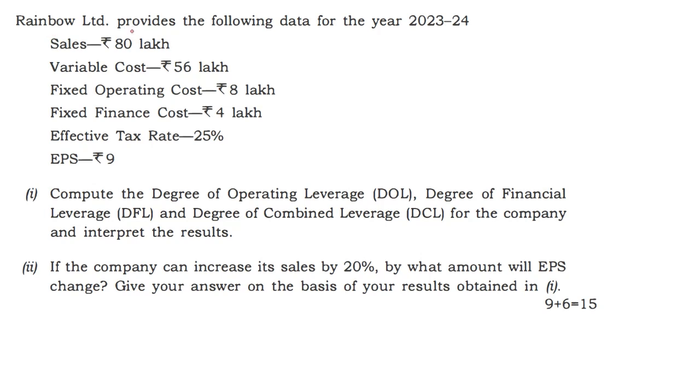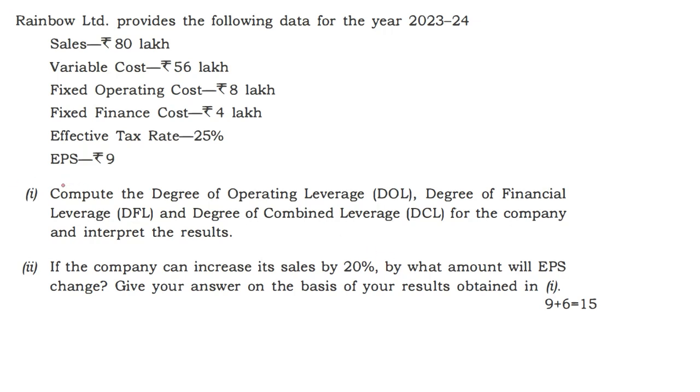DOL Limited provides the following data for the year 2023-24, and we have been given sales, variable cost, fixed finance cost, also called interest, effective tax rate, and EPS. We've been asked to compute the degree of operating leverage, degree of financial leverage, degree of combined leverage for the company, and interpret the results. If the company can increase its sales by 20%, by what amount will EPS change? And we have to give an answer based on what we get in part one.